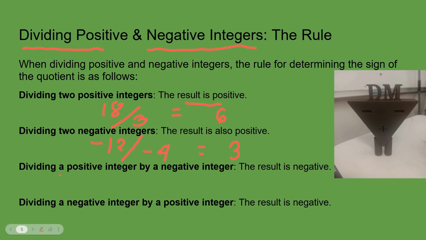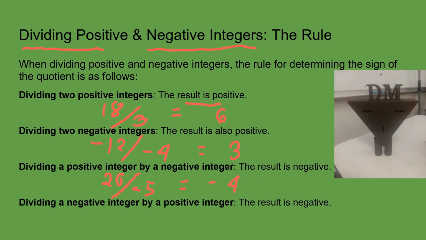Okay, next one, dividing a positive integer by a negative integer. The result is negative. Okay, so let's have an example. 20 divided by negative 5. The answer would be negative 4. Going back to our rule, the positive integer is 20, the negative integer is negative 5, so the answer would be negative 4.